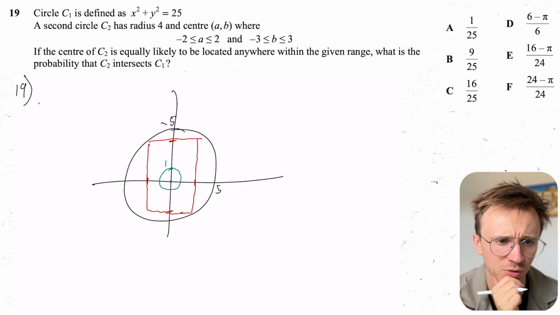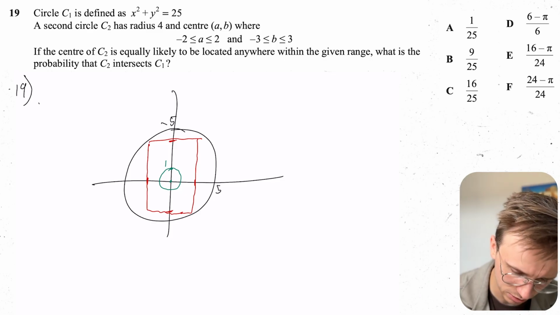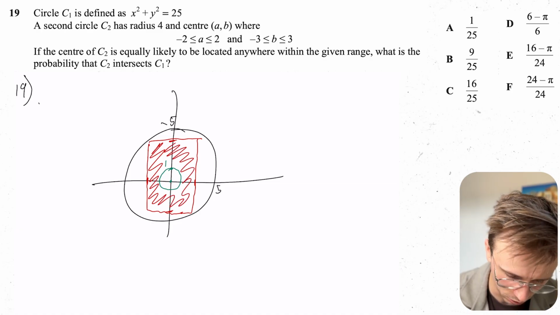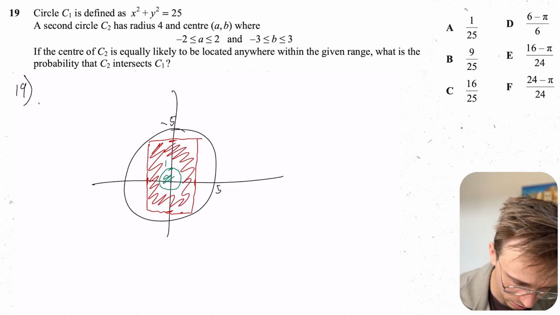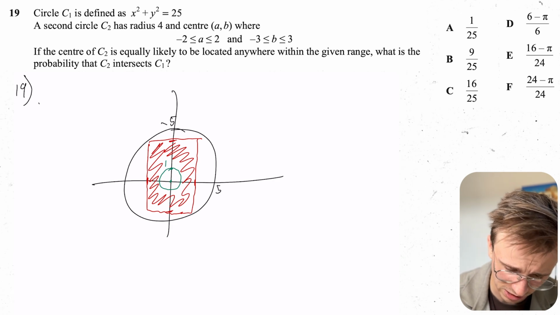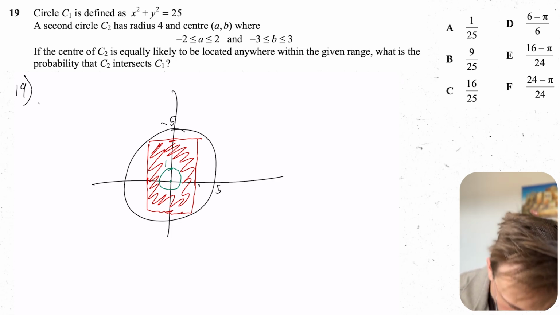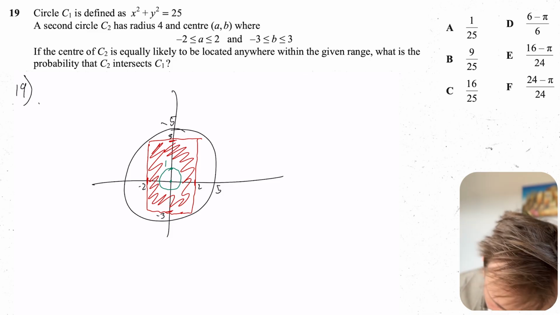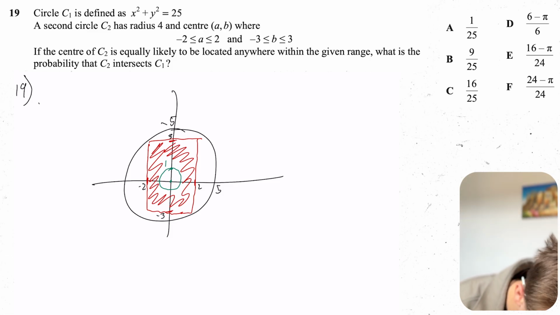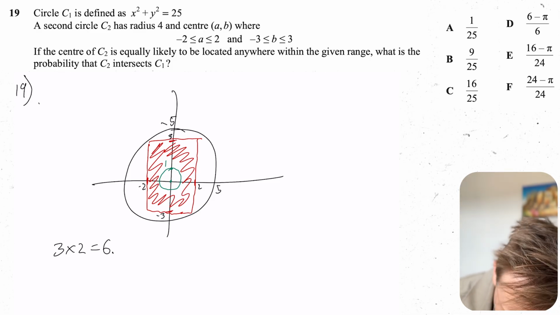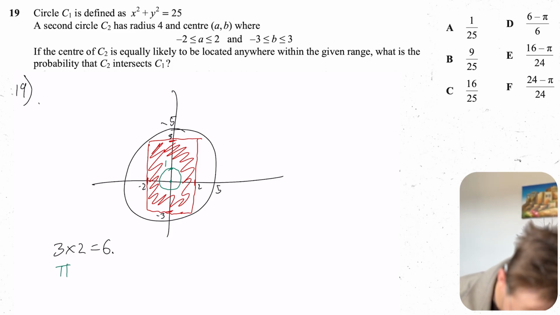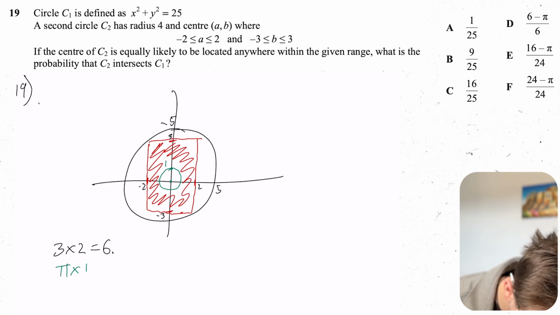What is the probability that C2 intersects C1? So if it's anywhere in the outside region, it intersects C1. If it's in the inner green bit, it doesn't intersect C1. Okay. So I just need to calculate those two areas. It's 2 minus 2, it's 3 minus 3. So the area of the red, the total square is 3 by 2 is 6. And the area of the green is pi r squared, which is just 1.